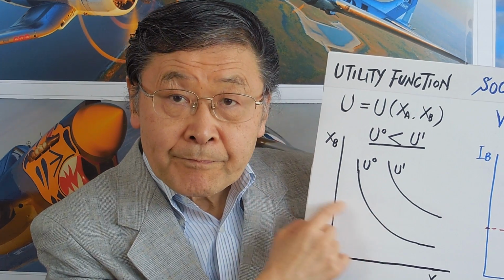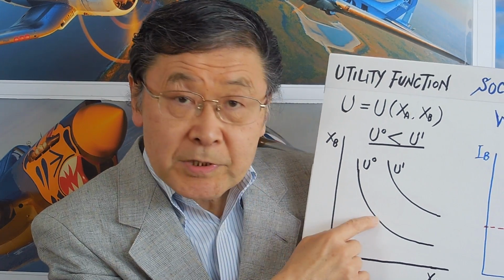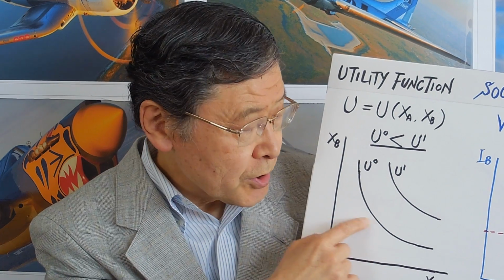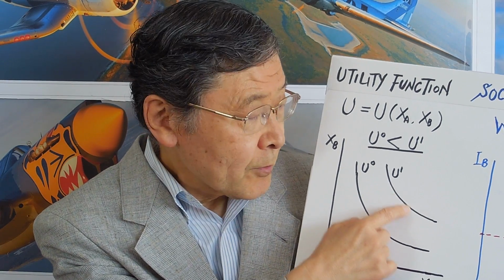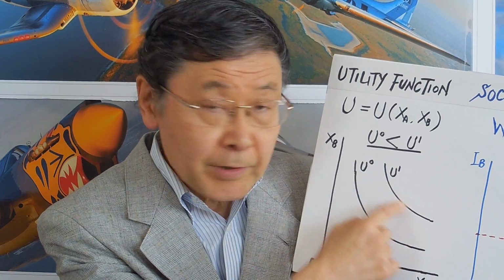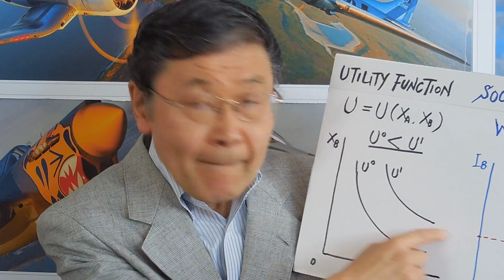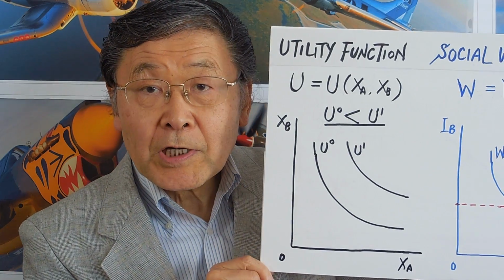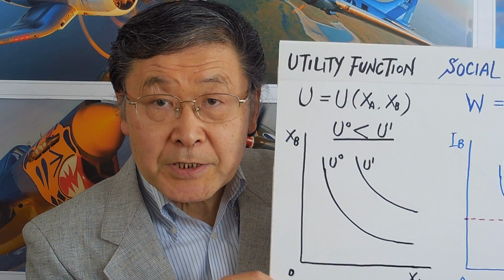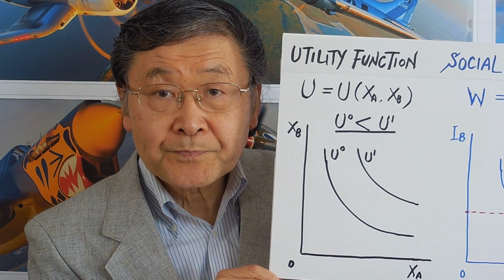If consumption levels of these two goods increase, then the consumer's utility level will increase accordingly from U0 to U1. So this is the typical indifference curve approach based on the utility function.